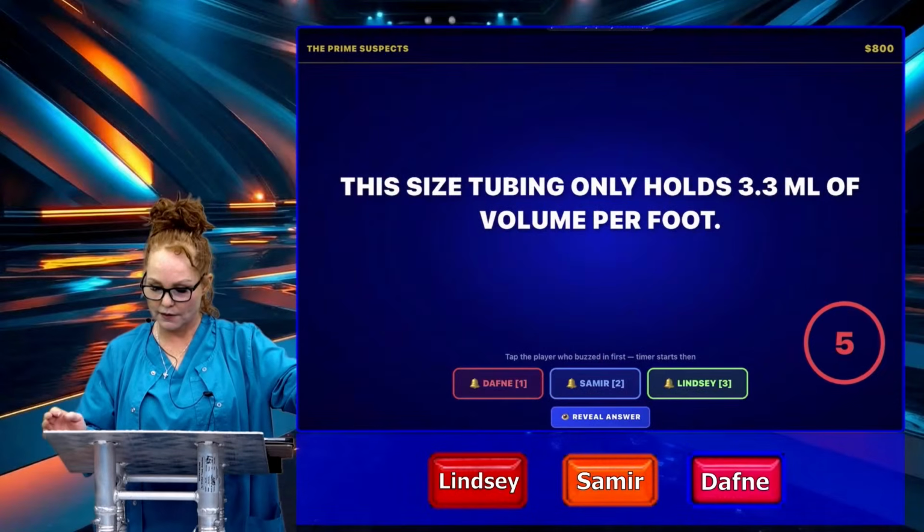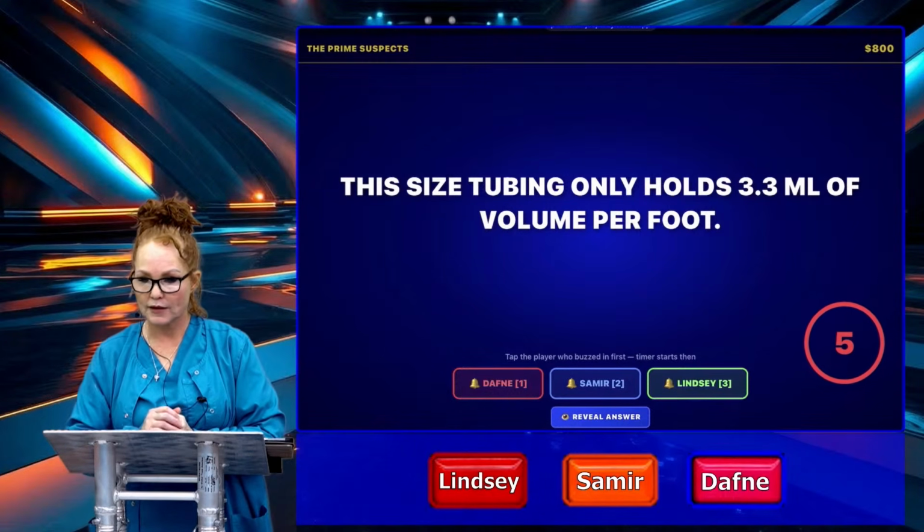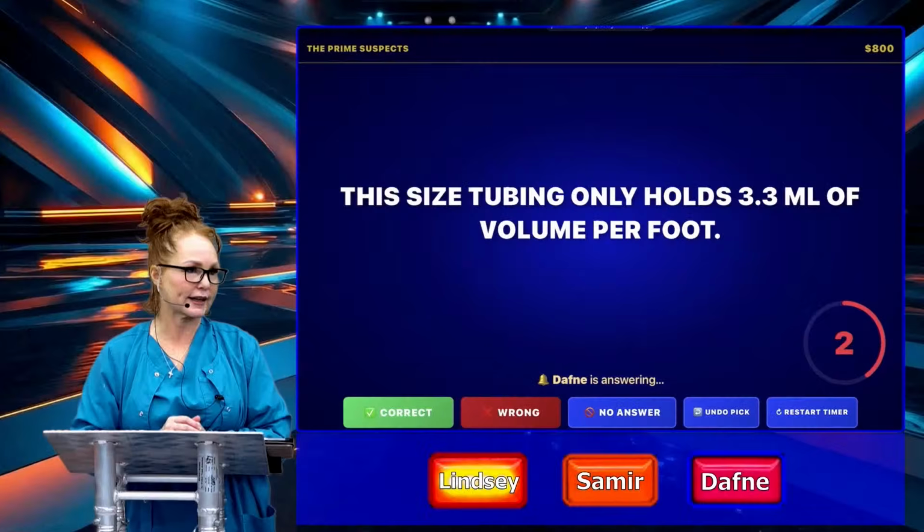I'll take The Prime Suspects for 800. This size tubing only holds 3.3 milliliters of volume per foot. Daphne, what is half-inch tubing? That is incorrect.